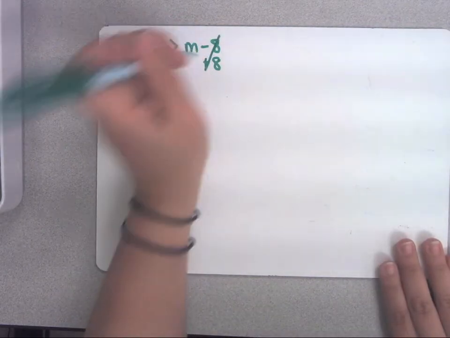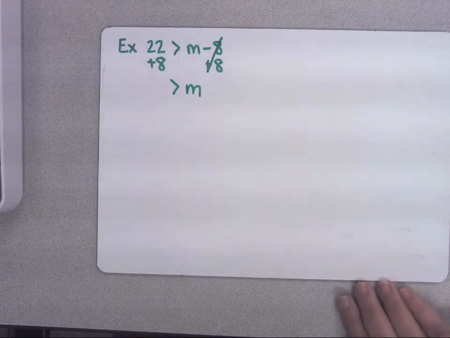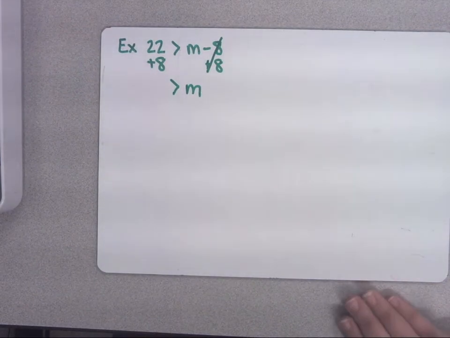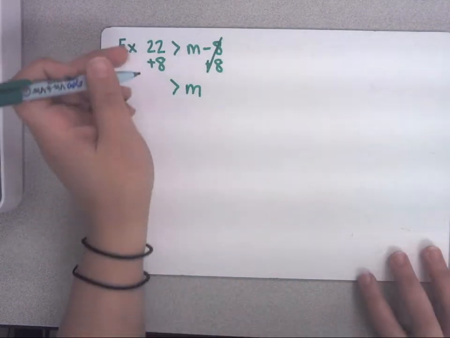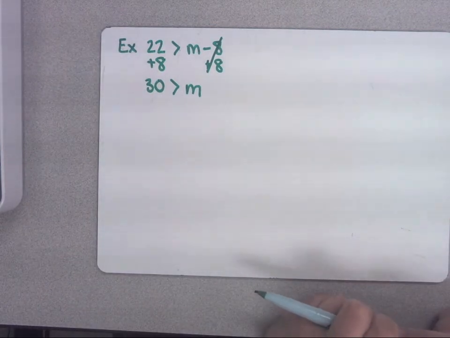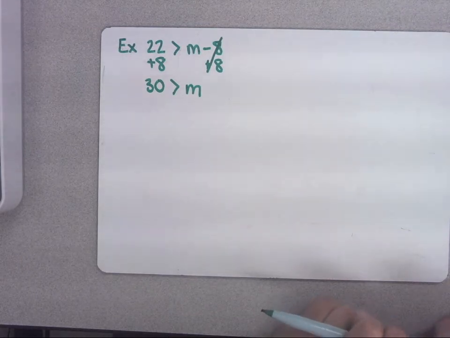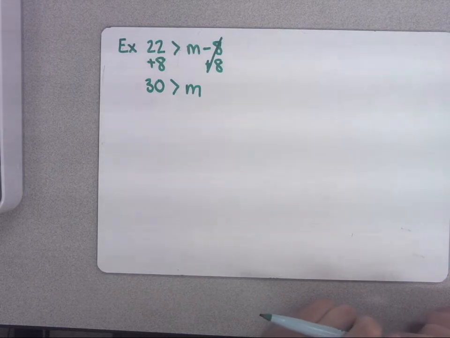The 8's cancel out. I keep my m. I keep my sign. What is 22 plus 8, Crystal? 30. What's that question we ask ourselves before we move on to graphing? Is the variable on the left side? No.